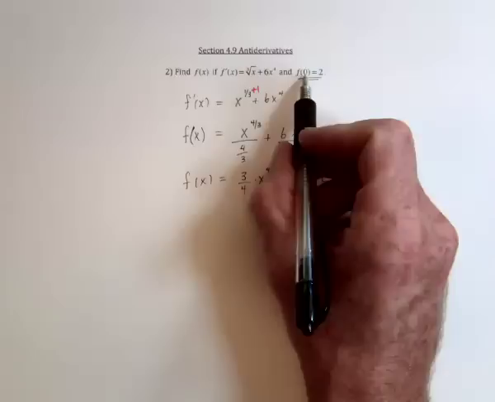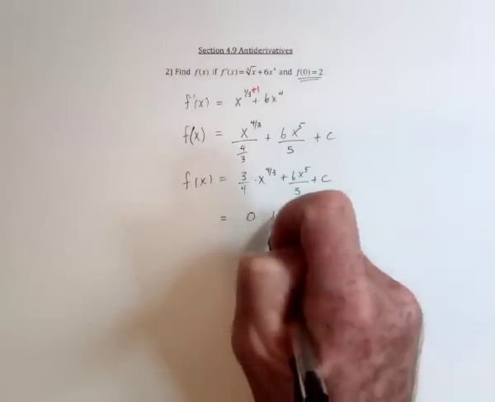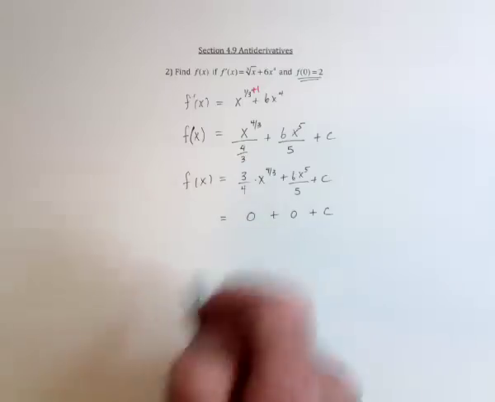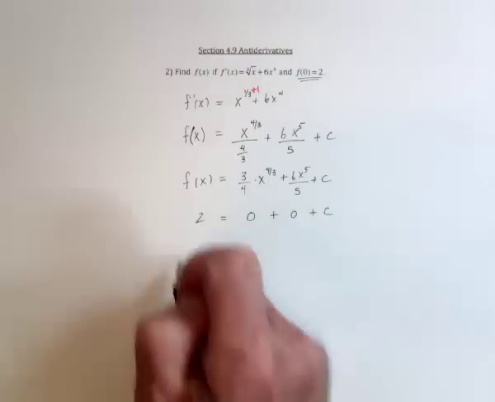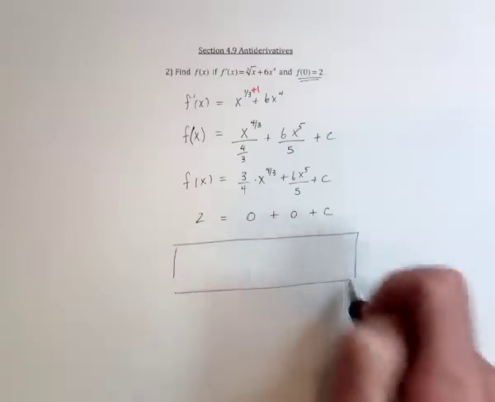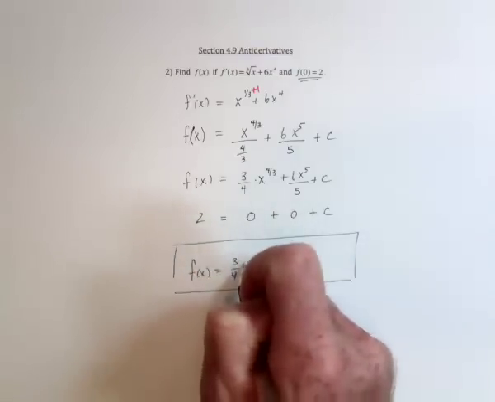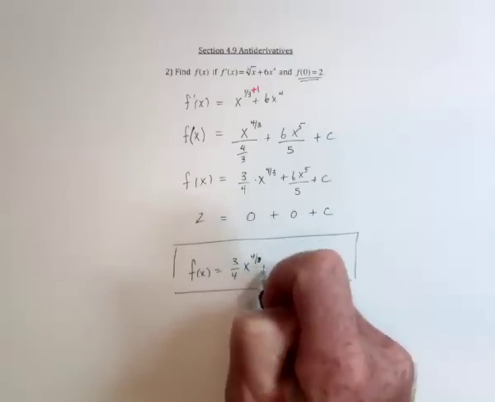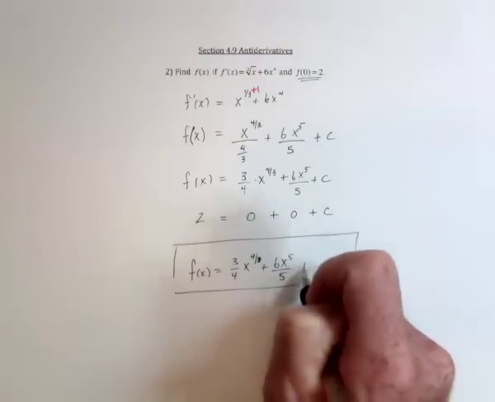So this says if you substitute a 0 for x, then as a result you're going to get the answer 2. So it turns out that c is equal to 2. So as my final answer, I've got f of x is equal to 3/4 of x to the 4/3 plus 6x to the 5 over 5 plus a 2.